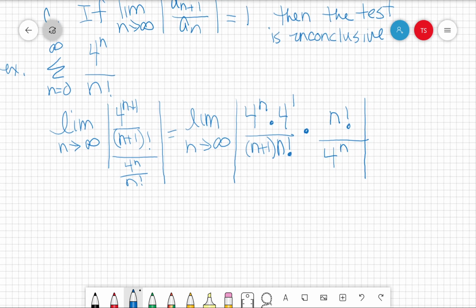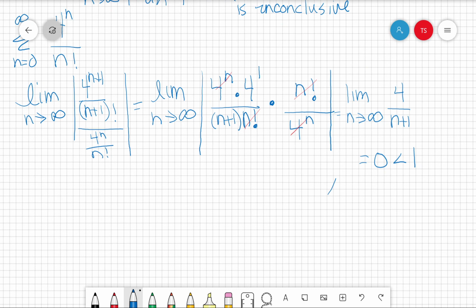And so this will give us, we're going to cancel out our 4 to the n over 4 to the n, and our n factorial over n factorial, and then we'll be left with the limit as n goes to infinity of 4 over n plus 1, and that's going to equal 0, which is less than 1, and so this series is absolutely convergent.